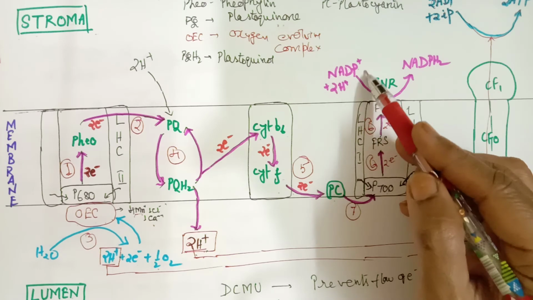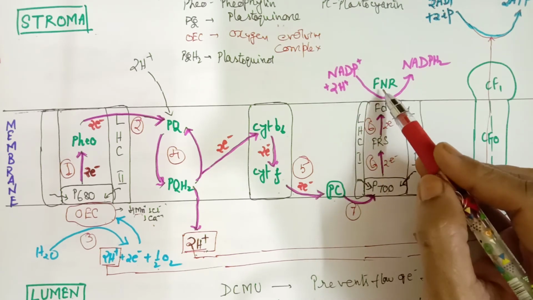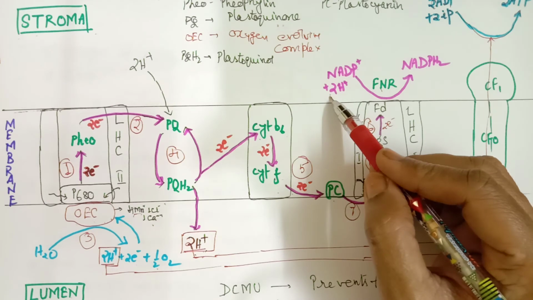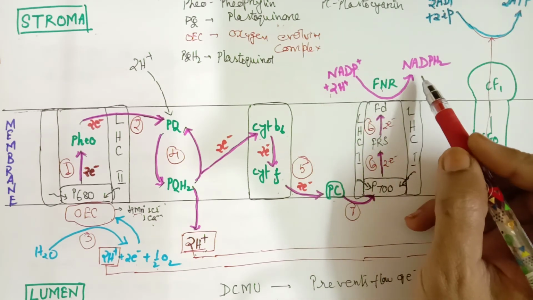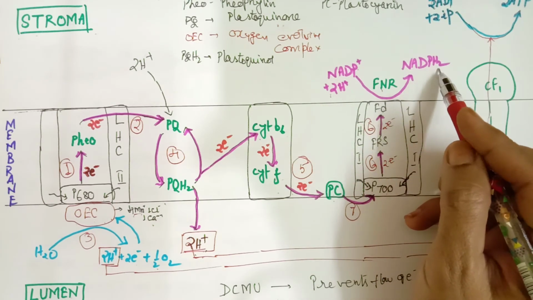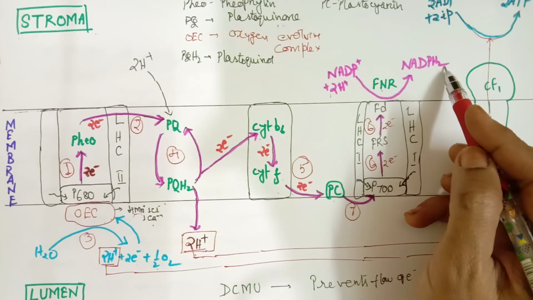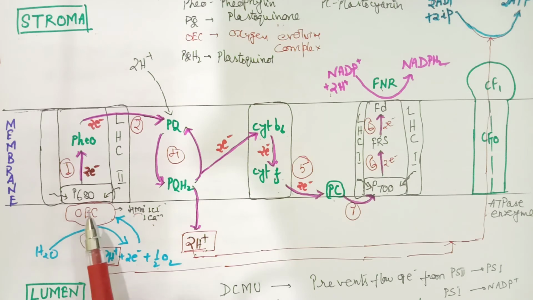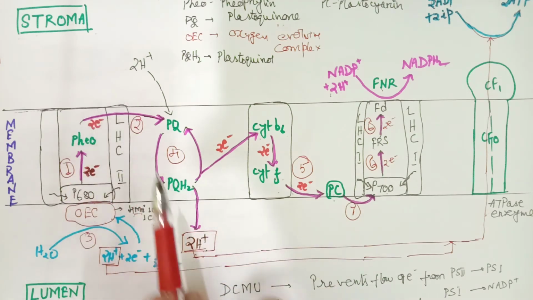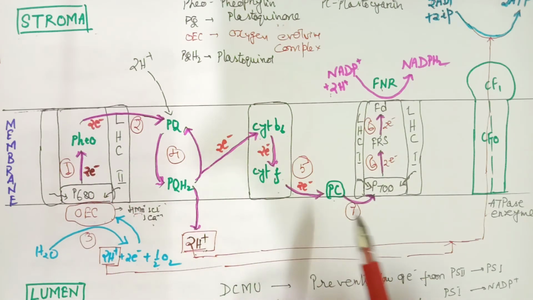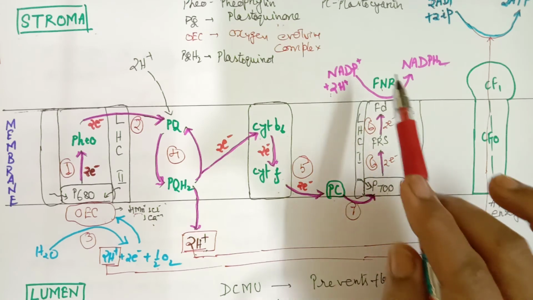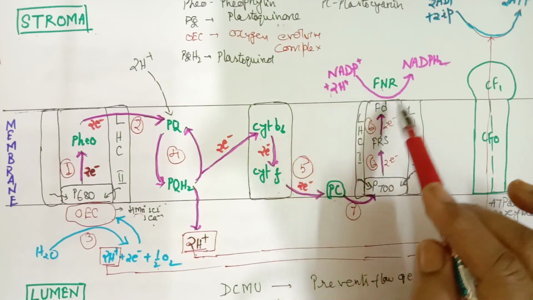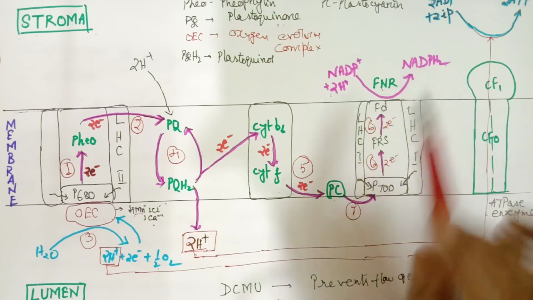This NADP+ will accept electrons from ferredoxin and protons from stroma region, and then gets completely reduced to NADPH2. So, starting from photosystem 2, the electron is moving through various complexes and cytochromes. Finally, the electron is reaching NADP+, and that results in synthesis of NADPH2.